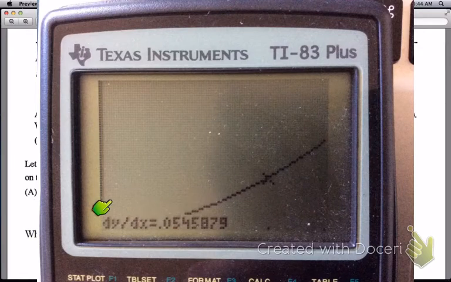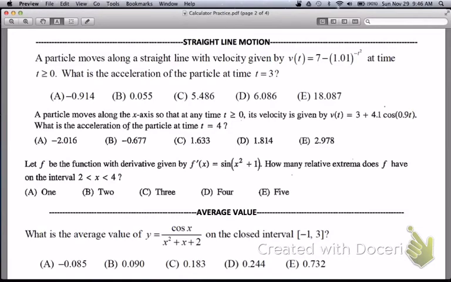Type in 3 and then push enter, and it'll tell you dy/dx at 3 is 0.0545879. To 3 decimal places, that would be about 0.055, or 0.054. And so that answer choice, it looks like, is answer choice B. So 0.055 is that answer choice. And again, sometimes it is that easy where you just have to have your calculator determine what the derivative is for you. It's not really much work on your part.